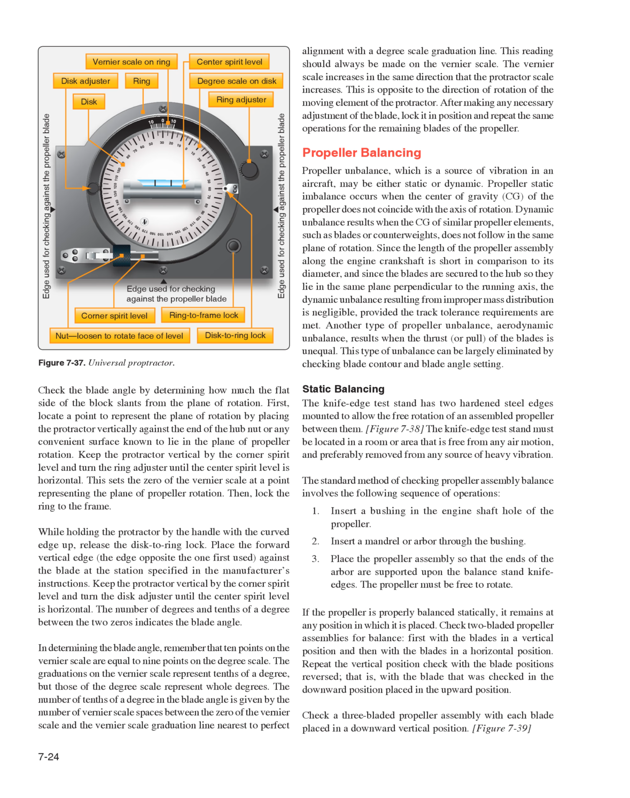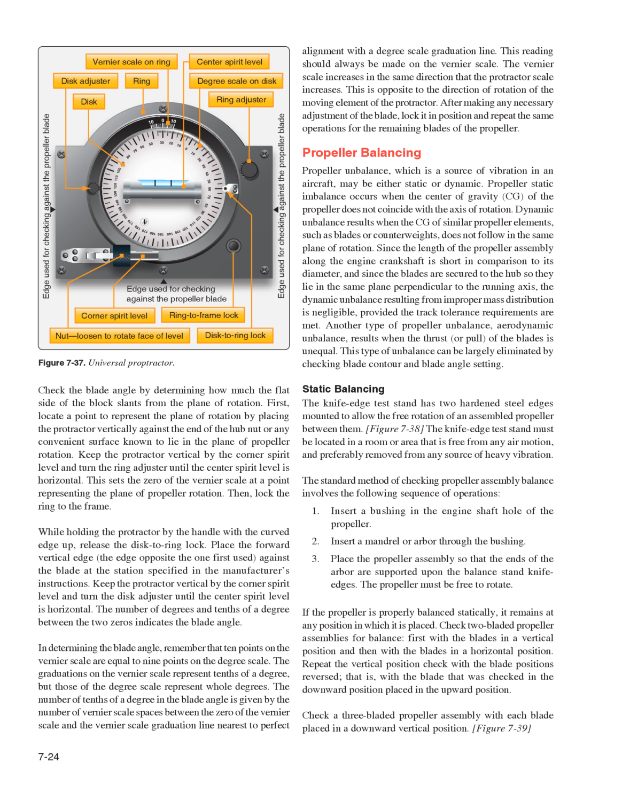Propeller balancing. Propeller unbalance, which is a source of vibration in an aircraft, may be either static or dynamic. Propeller static imbalance occurs when the center of gravity (CG) of the propeller does not coincide with the axis of rotation. Dynamic unbalance results when the CG of similar propeller elements, such as blades or counterweights, does not follow in the same plane of rotation.